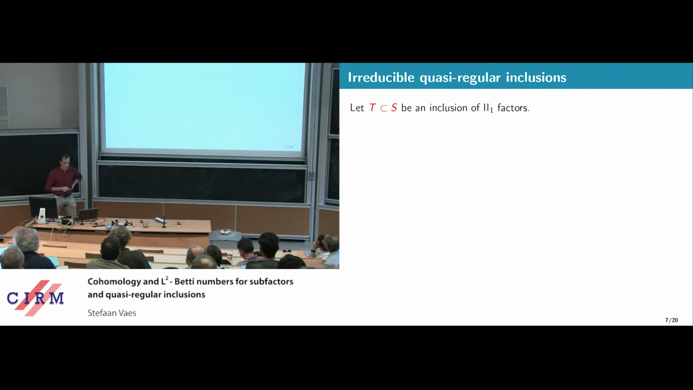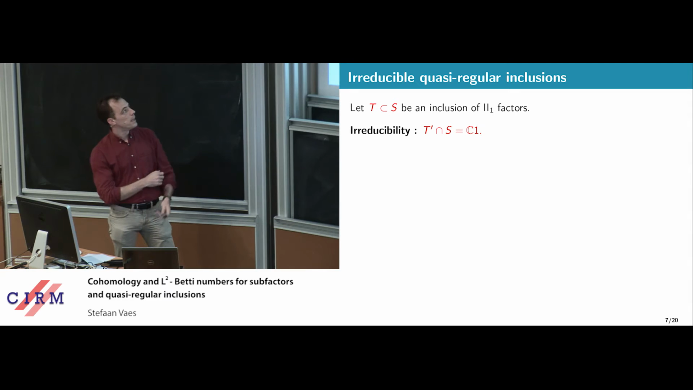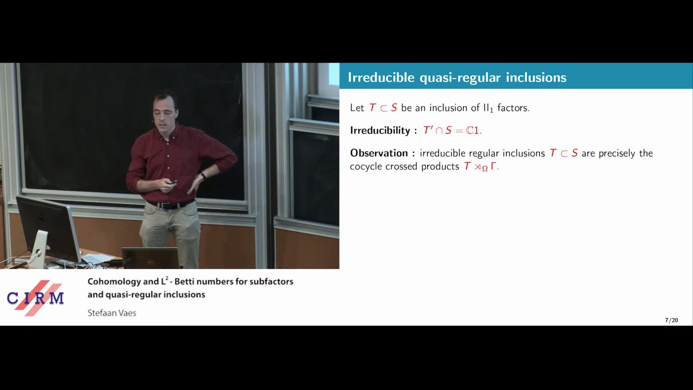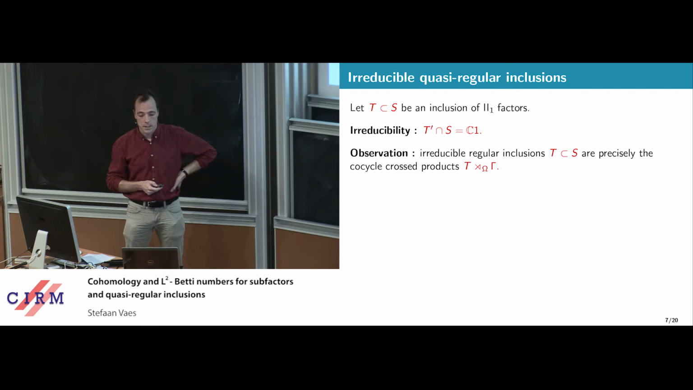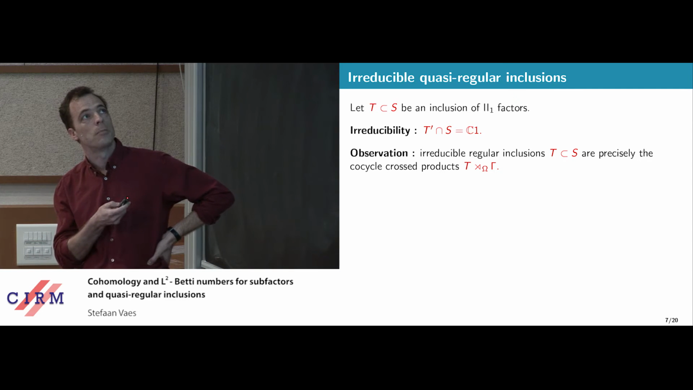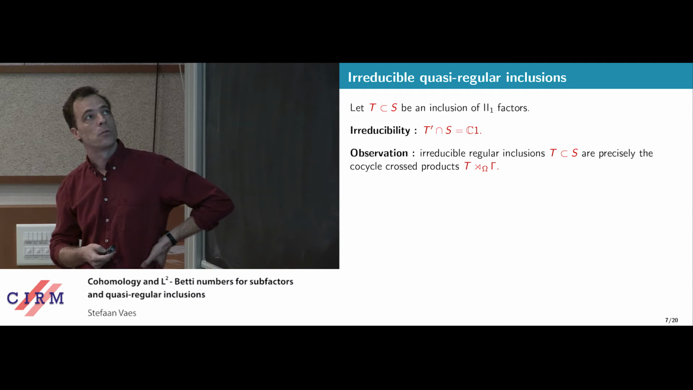Okay. Well, an important assumption will be to look at irreducible quasi-regular inclusions, because that will make life much easier. So what's irreducibility? It's nothing else than assuming that the relative commutant of T in S is trivial. Now here you can already see why this is such a natural assumption. If T in S is irreducible and regular, for instance, then the inclusion is nothing else than a cross product, maybe twisted by a 2-cocycle.